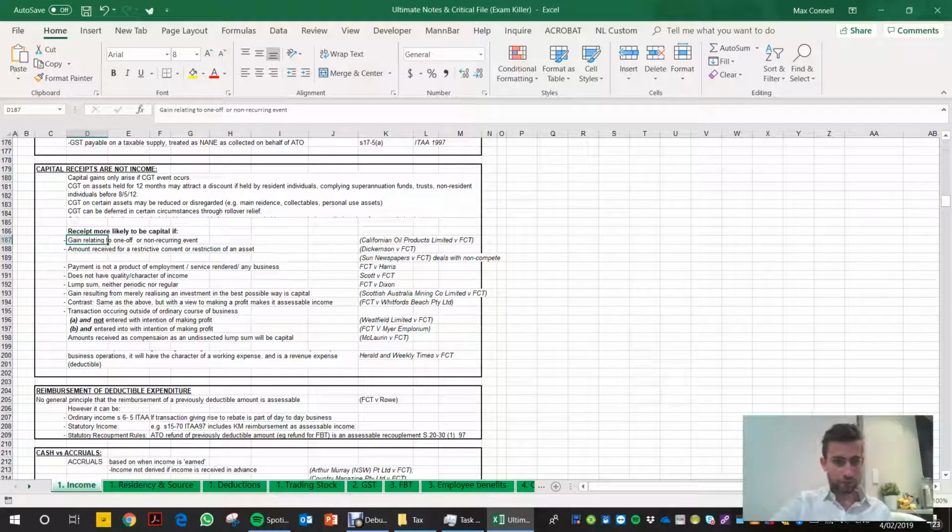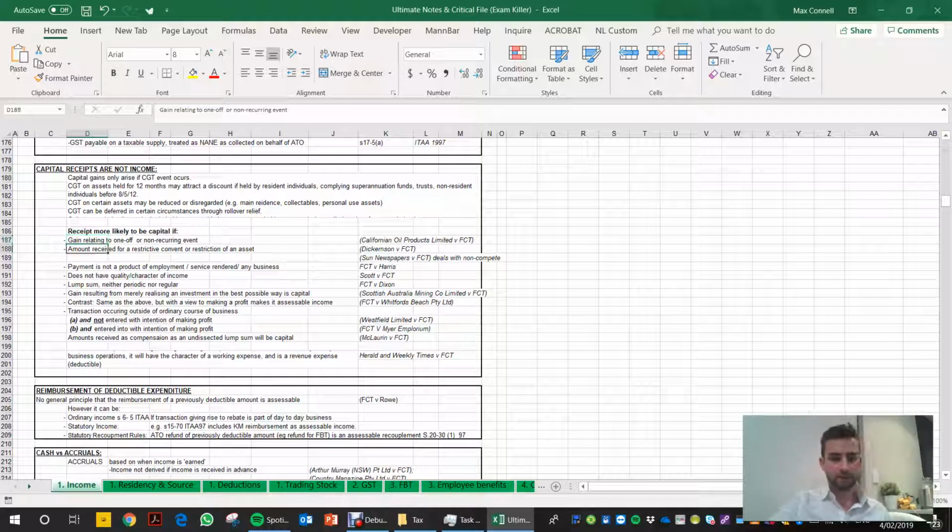So, consider these facts from the background case. Is it a one-off or non-recurring event? California Oil Products Limited v. FCT. I'm not going to mention these cases every single time, but just look over there in column K. You'll see the relevant case law. So if it's a one-off, more likely to be capital gain. If it's non-recurring, more likely to be capital gain, and vice versa for income.